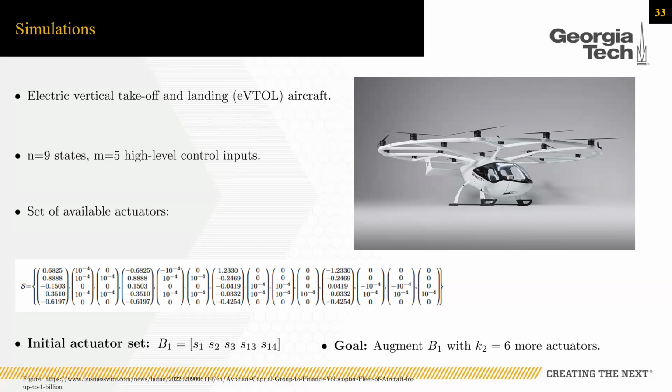The initial actuator set already incorporated into the system is 1, 2, 3, 13, and 14. This assigns the order of this, right? So 1, 2, 3, 13, and 14. Okay. And now what I have to do is augment this B1 with B2. So I have to incorporate 6 more actuators, and do my optimal control allocation.